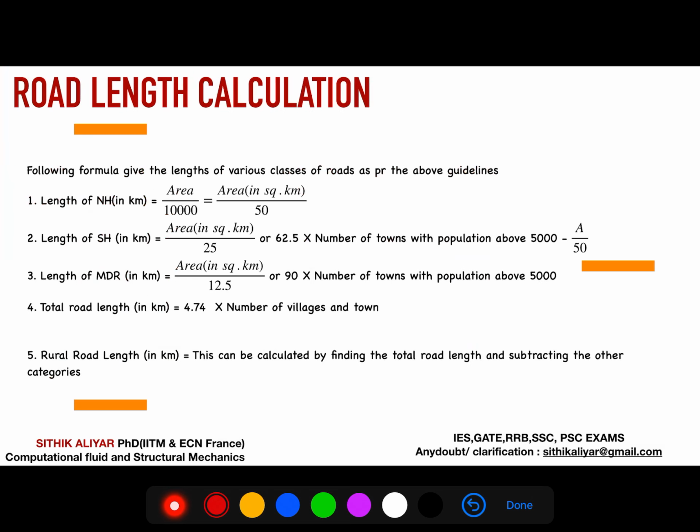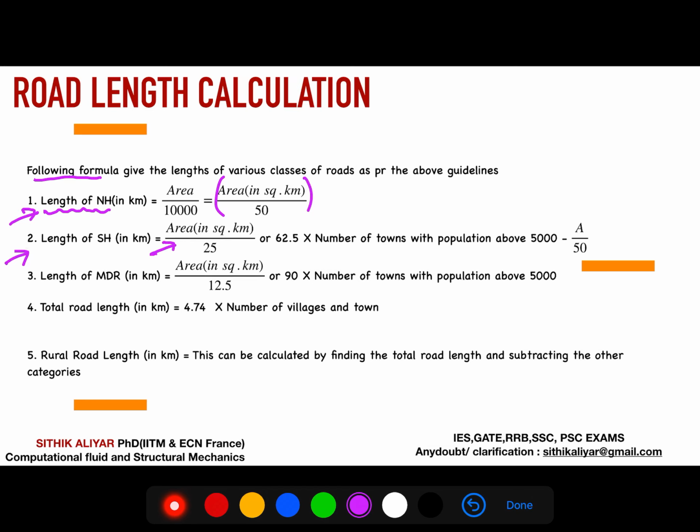Under the Lucknow plan, they have also given formulas to estimate how much the length of the road should be. Remember, the following formulas come from the Lucknow 20-year road development plan. They have given formulas for different classes to determine the length. For national highways, you put in the area, considering a state like Tamil Nadu or Kerala. You know the total area of Kerala, so you just put the area there and you will know how much length of national highway should be there.